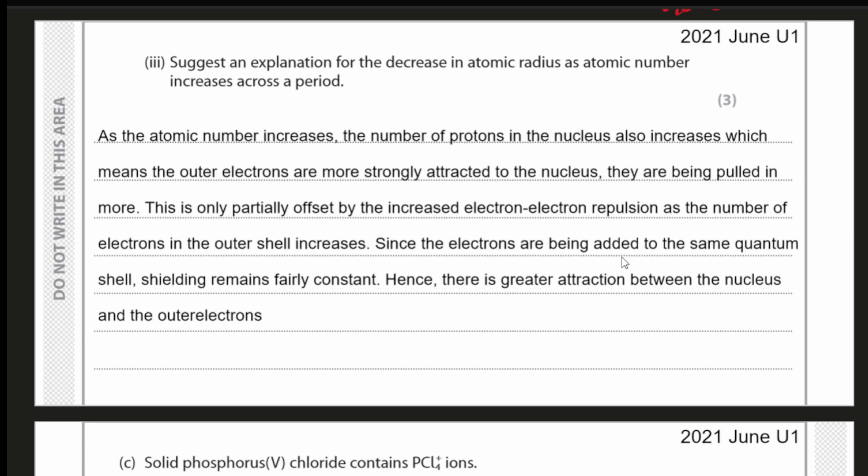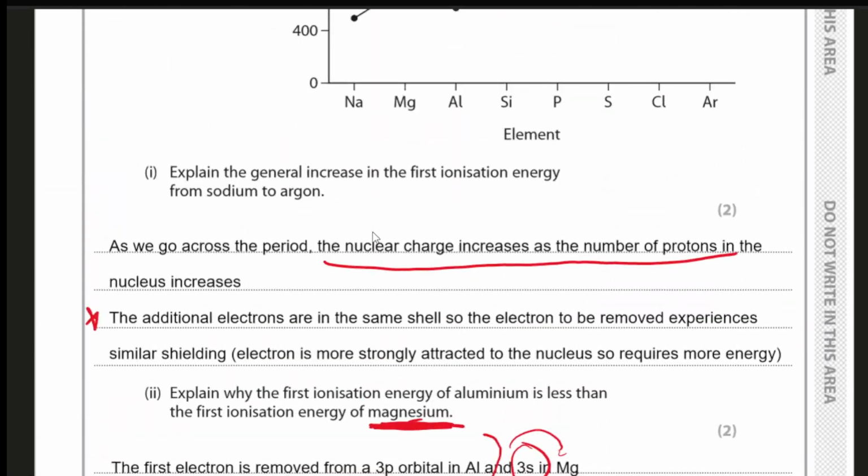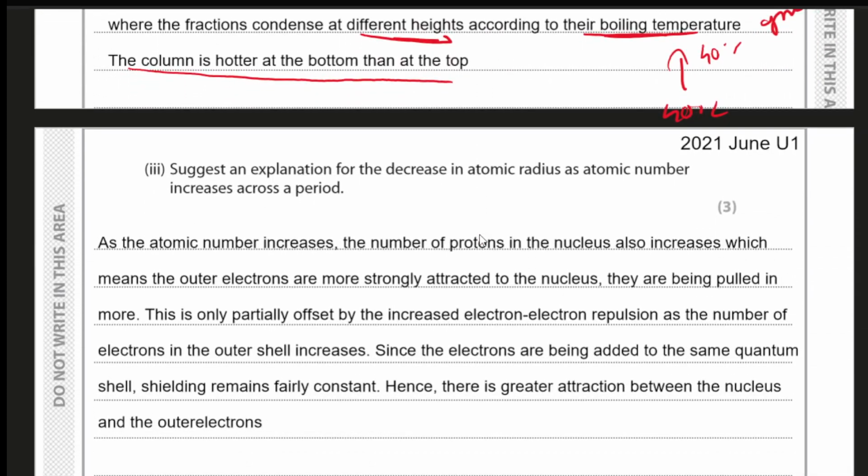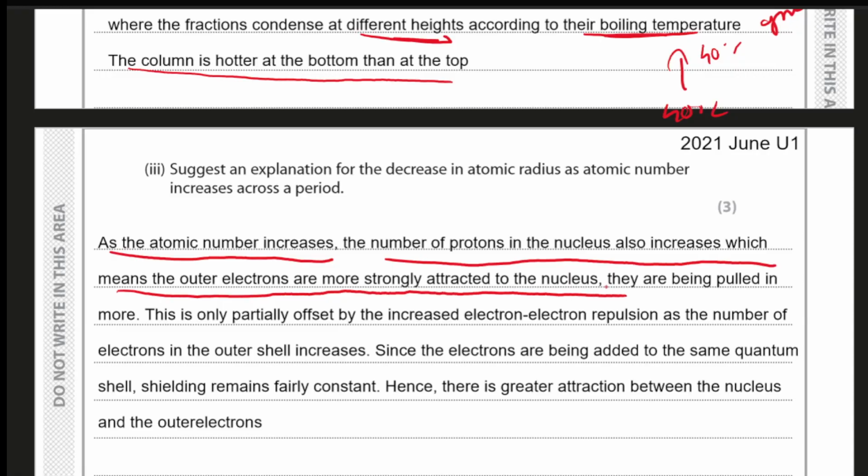Now, they said here, suggest an explanation for the decrease in atomic radius as atomic number increases across a period. Again, a little while back, we saw the same type of question, it basically relates to the previous question down here. It's just that you need to explain it a little more briefly. Just 3 marks. So again, as the atomic number increases, the number of protons in the nucleus also increases, which means the outer electrons are more strongly attracted to the nucleus.